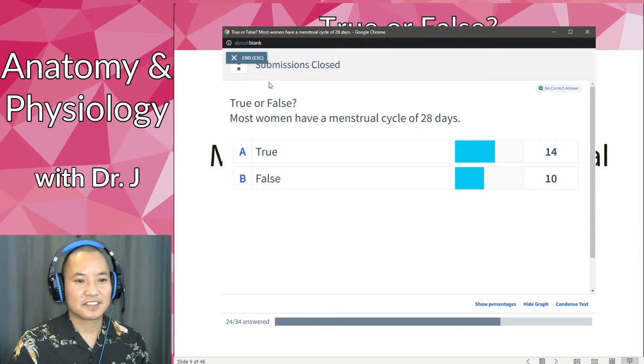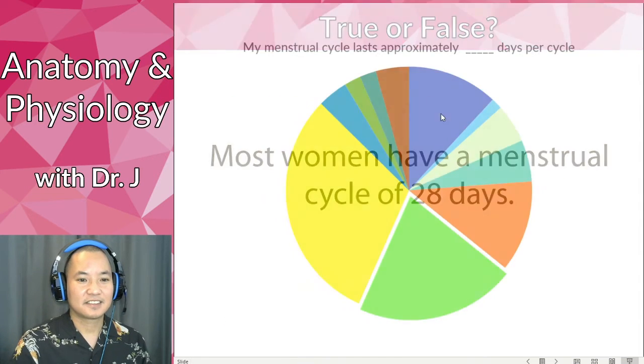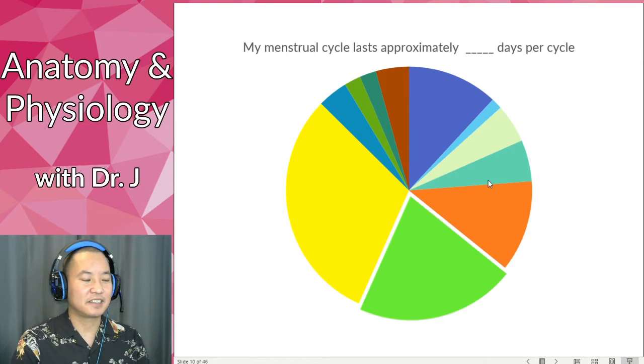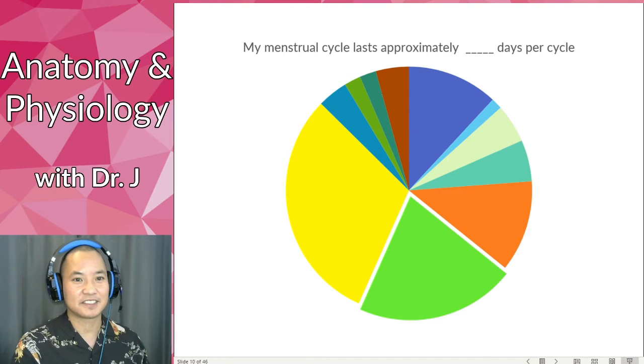Well, the interesting thing is, let's look at the stats. I surveyed previous classes, and it was all anonymous, so I didn't collect any personal information. I just surveyed the classes in 2019 and 2020. If they're female, of course, how long is it between the start of menstruation? So when they start their period, how long is it between the start of each period?